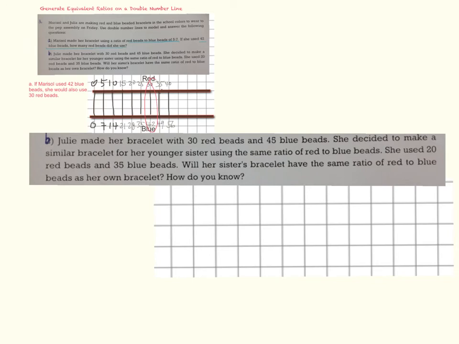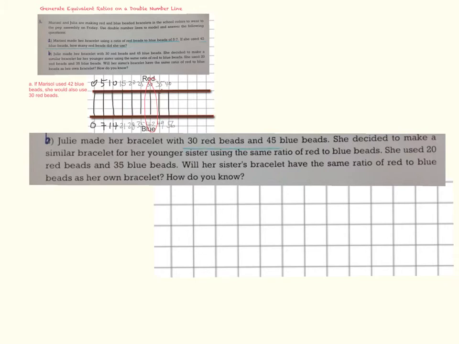Julia made her bracelet with 30 red beads and 45 blue beads. She decided to make a similar bracelet for her younger sister using the same ratio of red to blue beads. She used 20 red beads and then 35 blue beads. Will her sister's bracelet have the same ratio of red to blue beads as her own bracelet? How do you know?